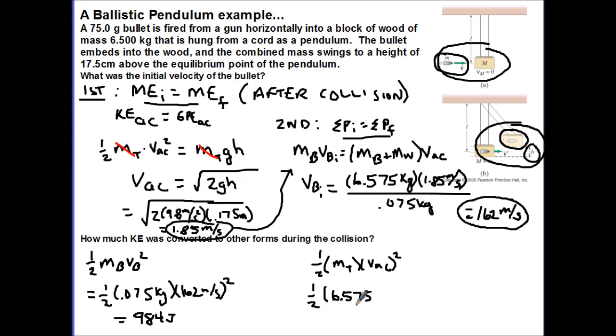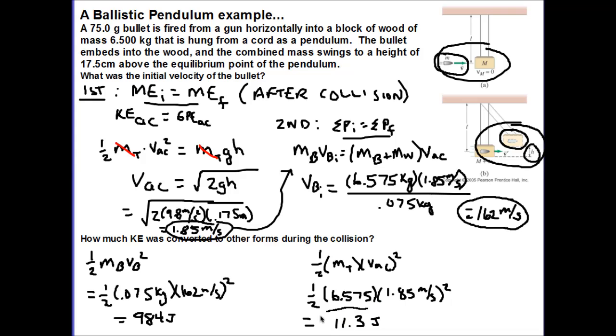Let's go ahead and just see what that is. 1/2 of 6.575 kilograms. Its velocity after the collision is only 1.85 meters per second. So it's going to be quite a bit smaller since I'm squaring that. And what we get is only about 11 joules. So 11.3 joules or so.